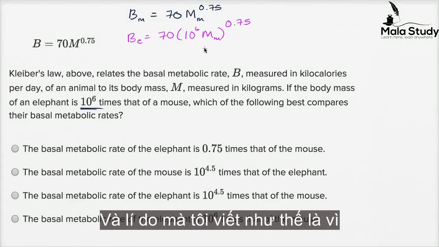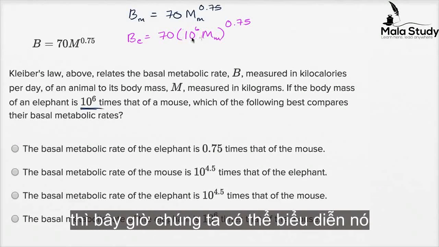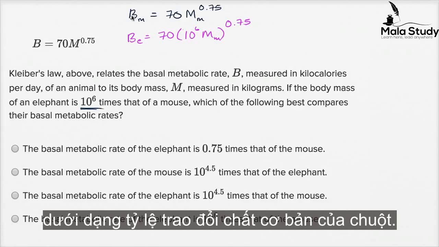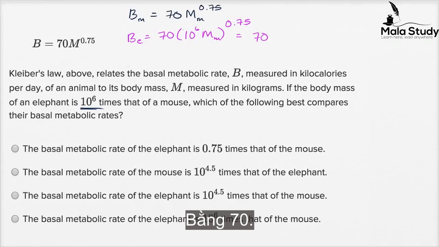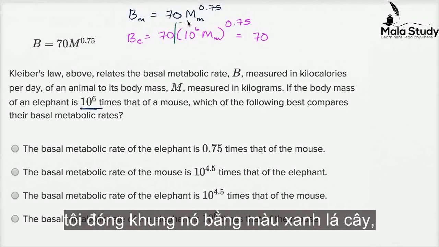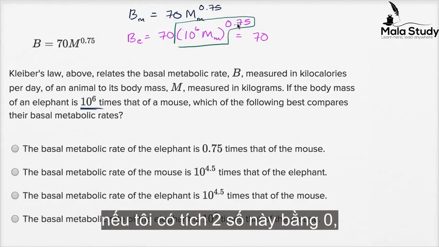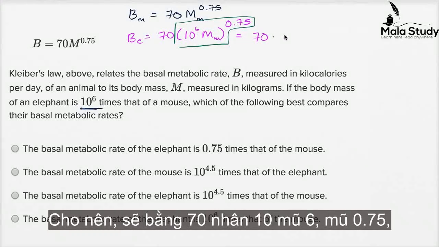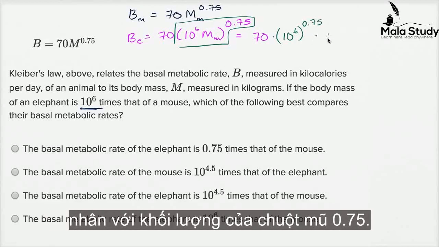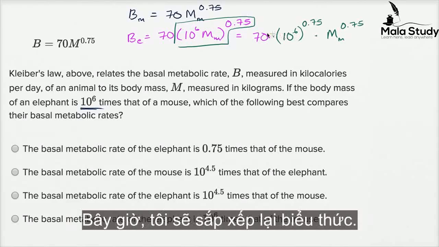The reason I did that is that once you write it this way, we can now express this in terms of the basal metabolic rate of a mouse. What am I talking about? Well, let's use a little bit of exponent properties to rewrite this. This is going to be equal to 70, and then all of this stuff in green. If I have the product of two things raised to an exponent, that's the same thing as raising each of these to the exponent and then taking the product. So it's going to be 70 times 10 to the sixth to the 0.75 times the mass of a mouse to the 0.75. And now I can rearrange it.